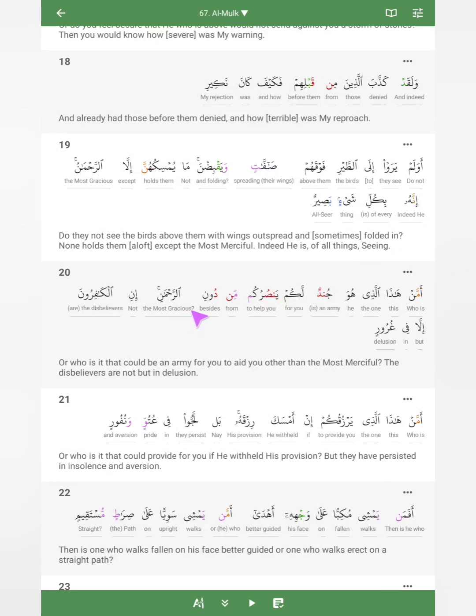So if somebody is against ar-Rahman or does not want to be on the side of ar-Rahman, they want to be on the other team, they don't want to be on the team of ar-Rahman. We want to be on the team of ar-Rahman, right? Whose team are we on? Are we on Allah's team? Yes, we are on Allah's team. We are on ar-Rahman's team.